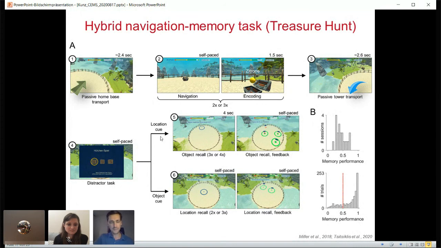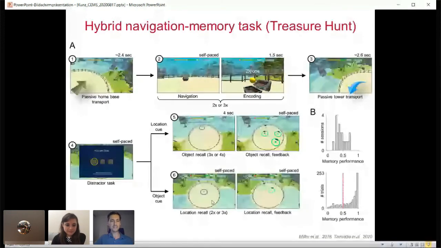Regarding the former, a specific location on the beach was shown, indicated here by the blue circle, and the participants had to recall the associated object that was found in the chest positioned at that location. In the second type of recall, an object was shown to the participants, and the participants had to move a cursor across the beach to find the associated location of the object.